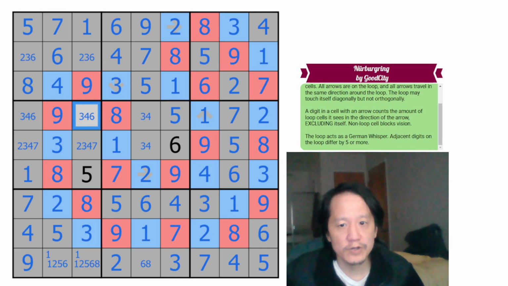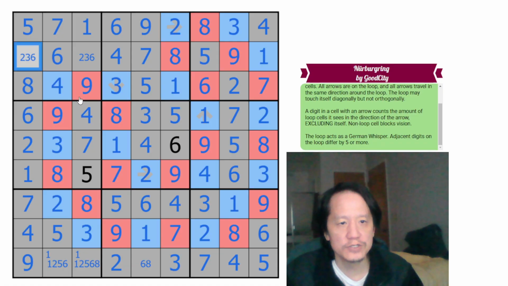None of these can be 3. So this is 4, 6, which forces this to be 3 and this to be 4. This can't be 3 or 4. This is 2 or 7. This can't be 7, so this must be 2, which makes this a 7. This can't be 4, so this is 6, which makes that 4.